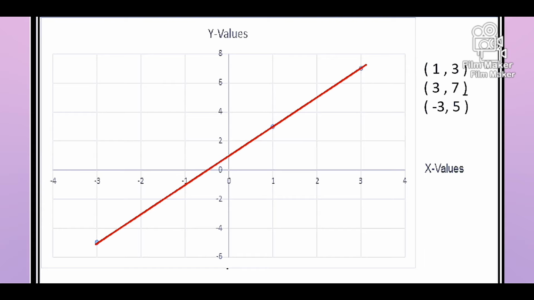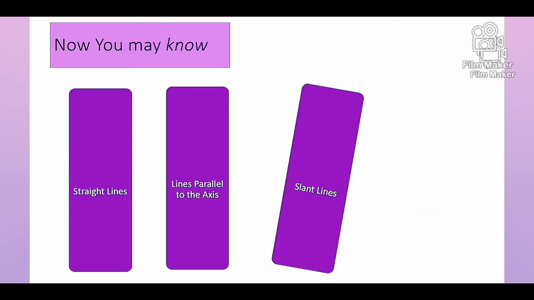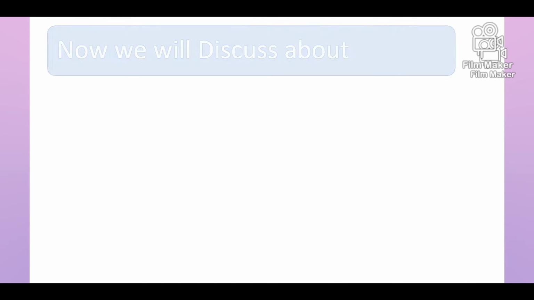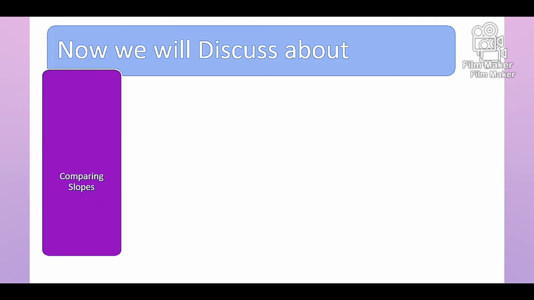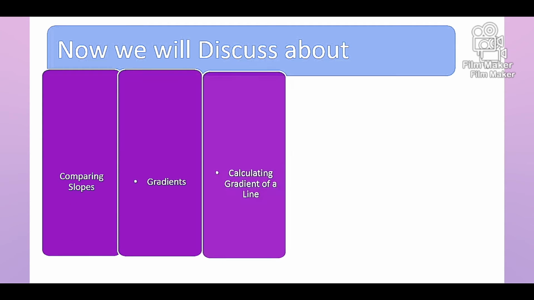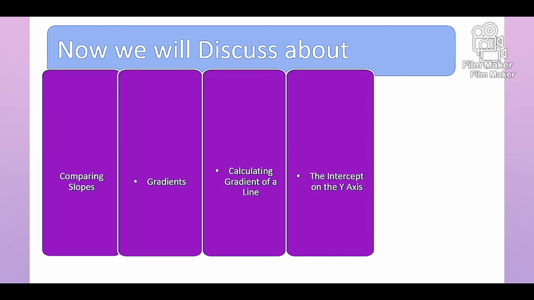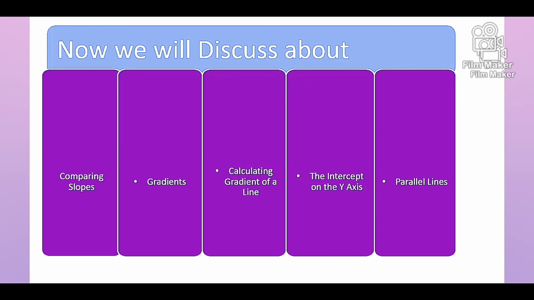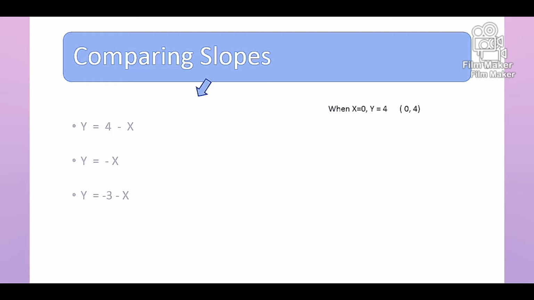Can we check the points on the line? Here the first point is (1, 3). We can see the x coordinate is 1 and the y coordinate is 3. Yes, you can see the other points as well. Alright, we drew the graph and now you know lines parallel to the x-axis, points on the line, straight lines, slanted lines and everything. Now we'll discuss comparing slopes, gradient, calculating the gradient of a line, the intercept on the y-axis, and parallel lines. But we're comparing slopes now.